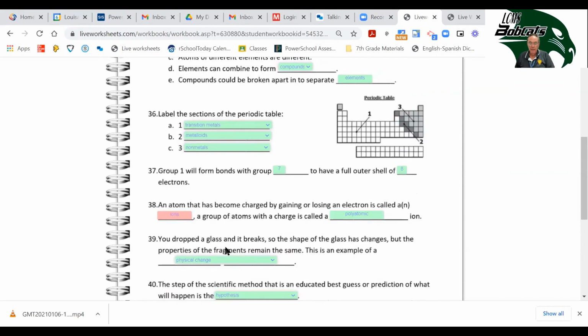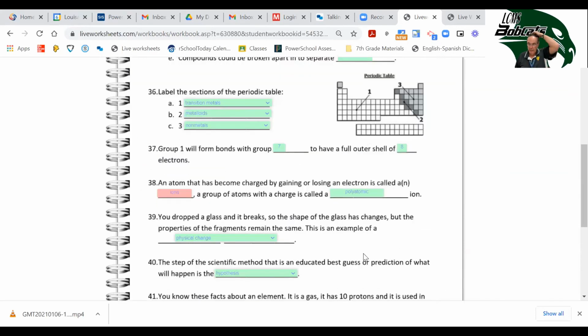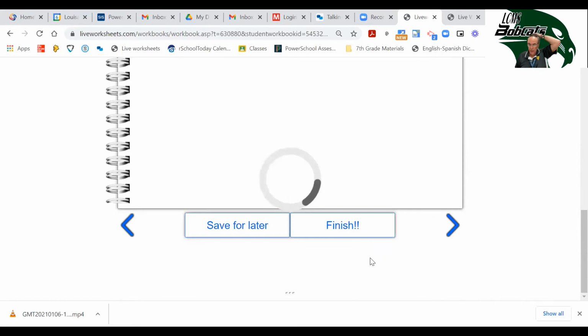Oh, I have a capital S there. See the one thing, ion. Okay. All right.